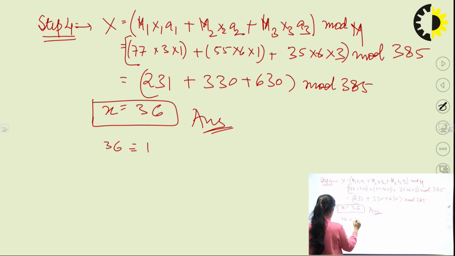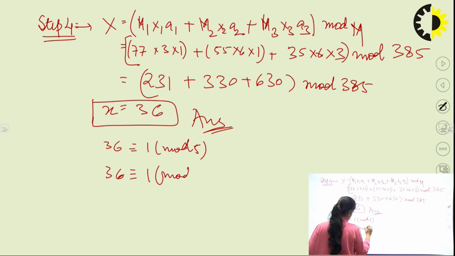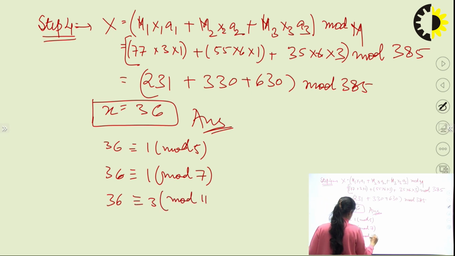36 congruent 1 mod 5, 36 congruent 1 mod 7 and 36 congruent 3 mod 11, like this.